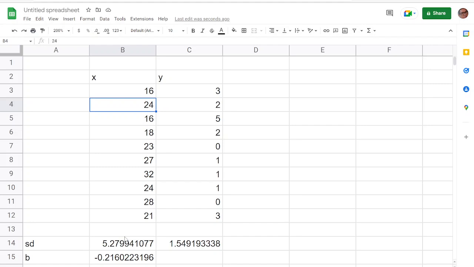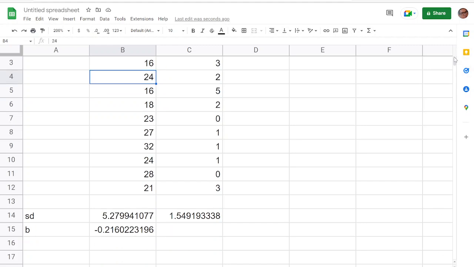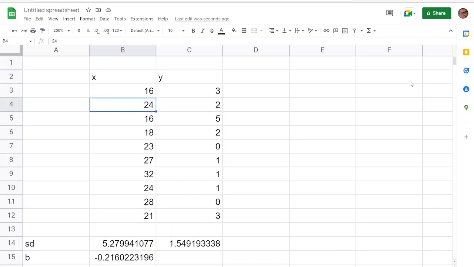Ataupun you boleh kira secara manual menggunakan formula summation of, so this one will be the square root of 1 over n minus 1, summation of x square minus summation of x and then square the whole thing divided by n. Okay, so you boleh dapatkan guna yang tu. So this is the standard deviation for x and this will be the standard deviation for y and this will be the coefficient. So coefficients untuk unstandardized coefficient yang kita dapat daripada output kat sini.